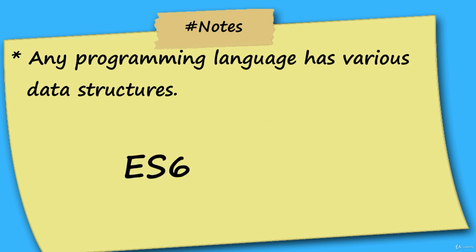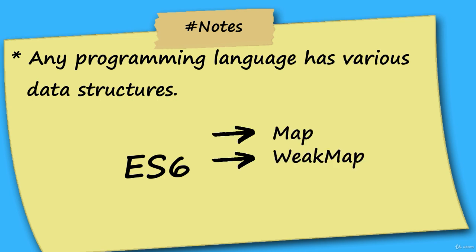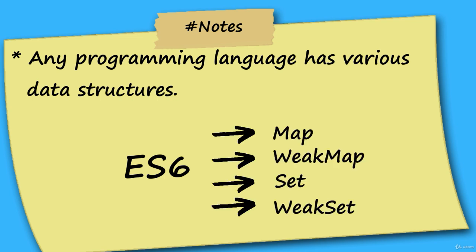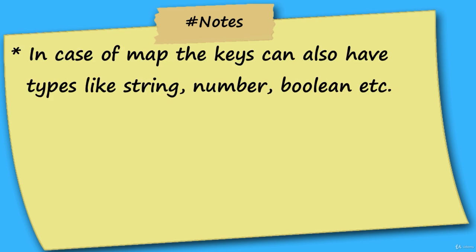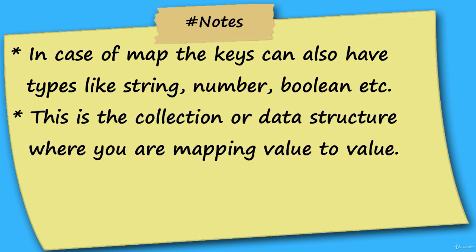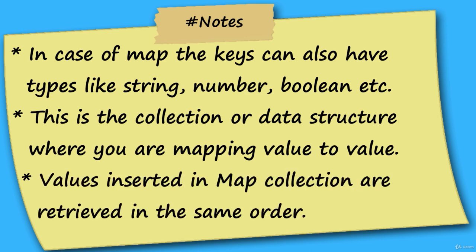But in ES6, a few more data structures were introduced, and they are map, weak map, set, and weak set. In this section, we are discussing the map data structure. In object literal, we have key and data values. Map is also similar, but in case of map, the keys can also have types like string, number, boolean, etc. In fact, this is the collection or data structure where you are mapping value to value. Also, values inserted in map collection are retrieved in the same order.